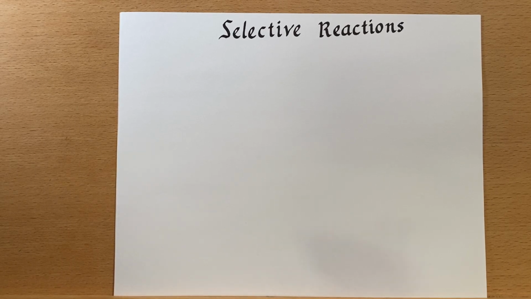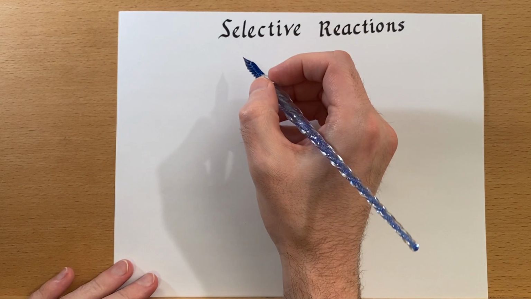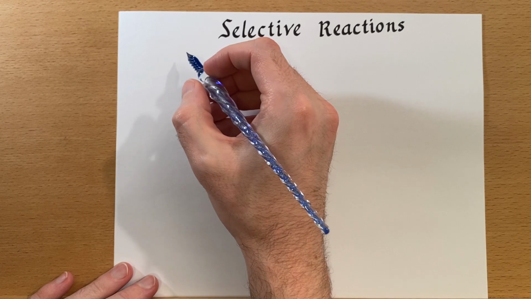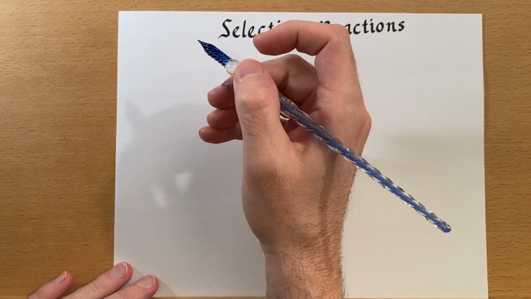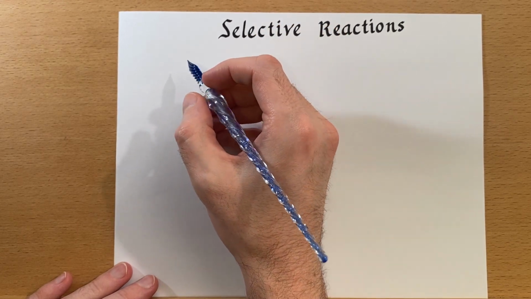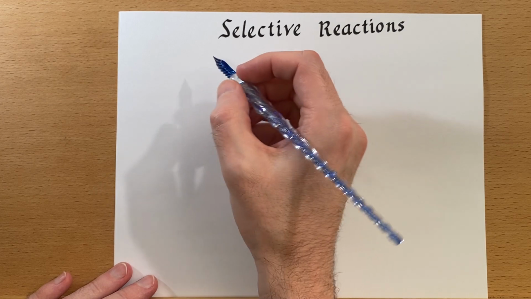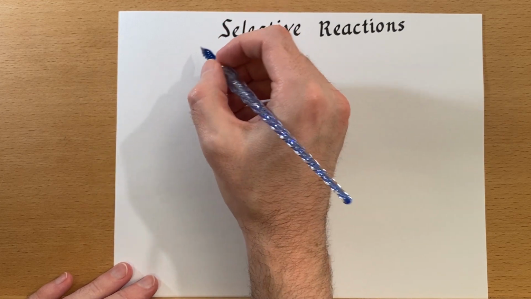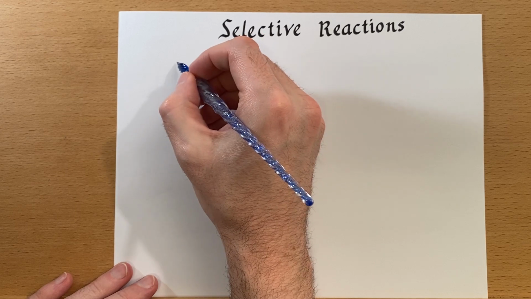We need to consider selectivity when we're looking at organic synthesis. We've already looked at a lot of reactions that have selectivity, and so I'm just going to review some and discuss as we go along. So to begin, we'll go back quite a while to when we were talking about SN2 and E2 reactions, and we'll consider one of those.